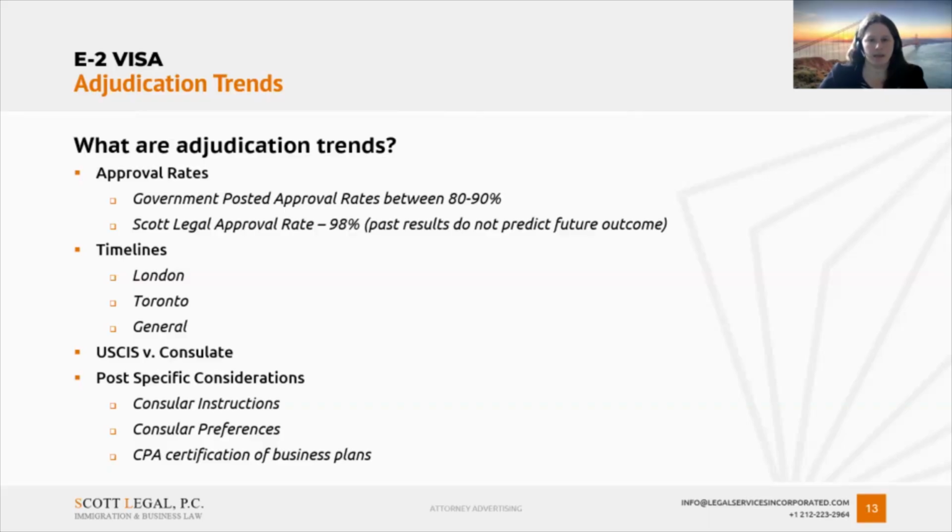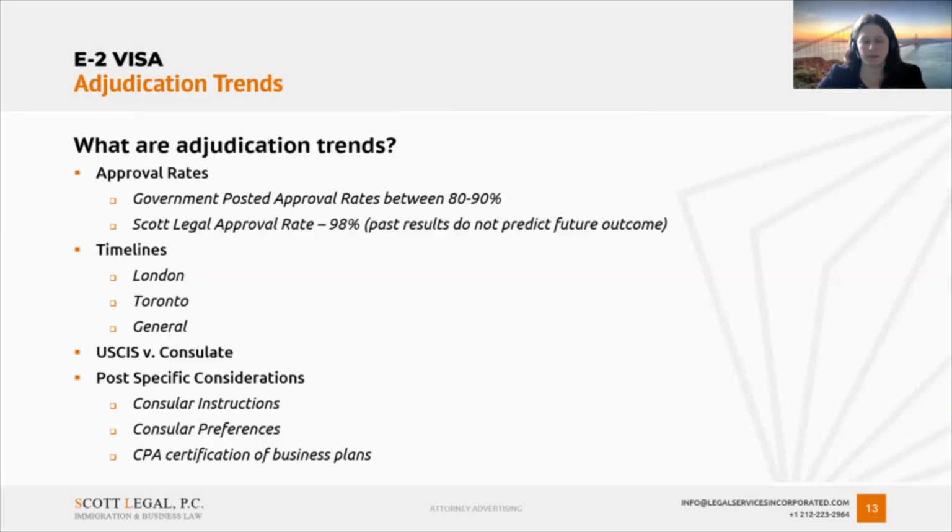USCIS versus the consulate. I referenced this a bit earlier. There are some very important differences here, so we'll go over them. One is that if you are applying with USCIS, you have to be in the United States already in a status that allows you to change your status. Let's say you've entered on ESTA to do some research for your business. You cannot apply with USCIS because ESTA does not allow you to change status. Let's say you've entered on a B1, or maybe you're here on an H1B and you want to change your status, then a change of status with USCIS may be available to you.